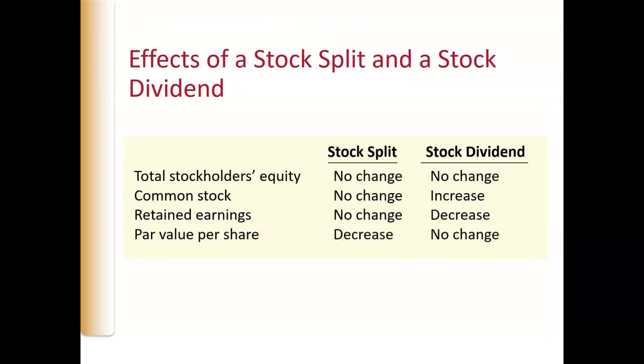So no, when there's a stock split, we don't do a journal entry. We just know the par value is going to decrease. But when we do a stock dividend, ultimately, the total of stockholders' equity isn't going to change, but it's going to increase common stock and decrease our retained earnings. But overall, the stockholders' equity section stays the same. Make sense?